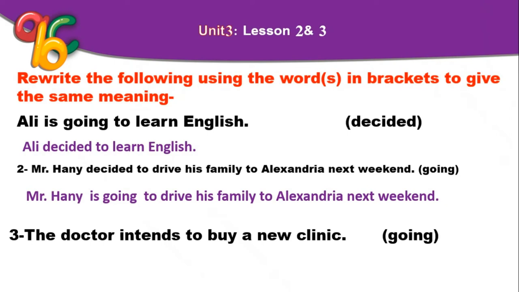So when we differentiate between decide and going to, we just remove the verb to be and going and put decide, or the opposite. Here we have one: is going to learn English. We removed is going and put decided and to as they are, and the rest of the sentence the same. Here it's the opposite: we removed decided and put the verb to be and going and to as they are, and the rest of the sentence the same. Okay, let's go to our last question. The doctor intends to buy a new clinic. Use going.